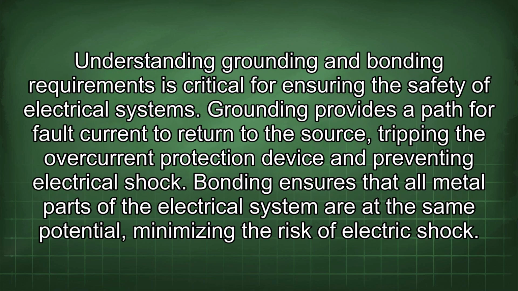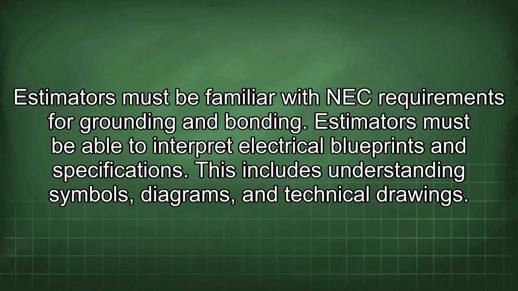Understanding grounding and bonding requirements is critical for ensuring the safety of electrical systems. Grounding provides a path for fault current to return to the source, tripping the overcurrent protection device and preventing electrical shock. Bonding ensures that all metal parts of the electrical system are at the same potential, minimizing the risk of electric shock. Estimators must be familiar with NEC requirements for grounding and bonding.